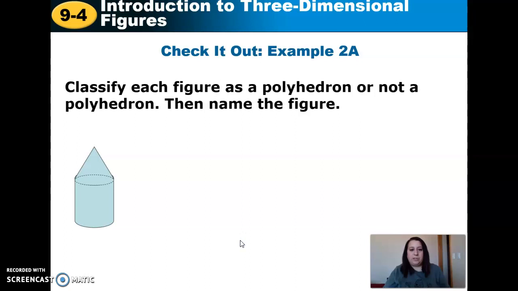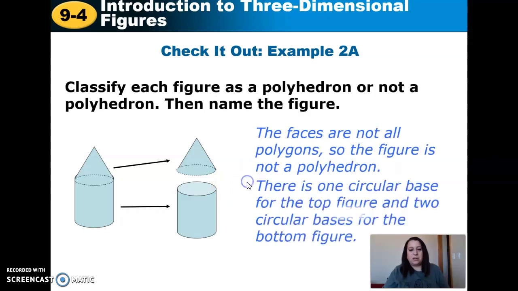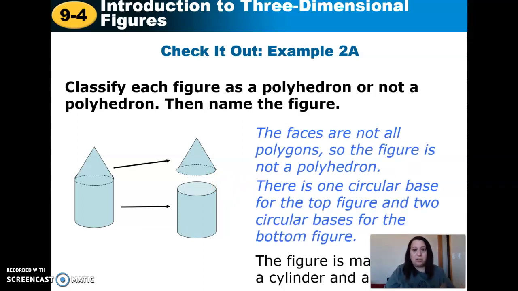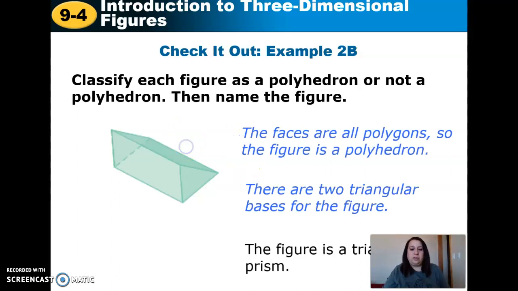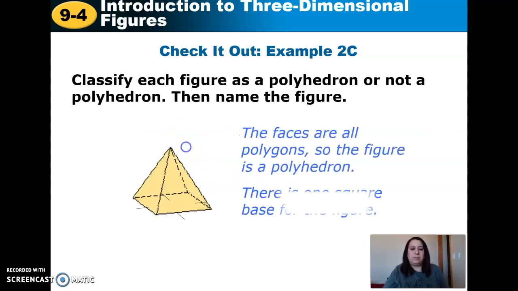And then here we go. This is another combo. This is a cylinder on the bottom with a cone on top. Those are not polyhedrons. And again, we can't really name it anything. We say it's a combination of a cone and a cylinder. Okay, so hopefully you get the gist of it there.